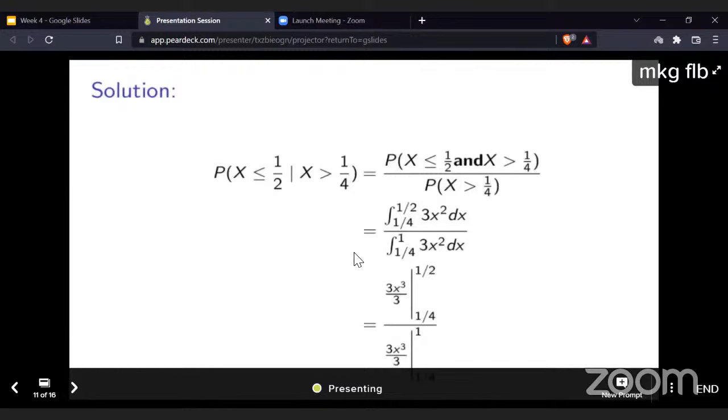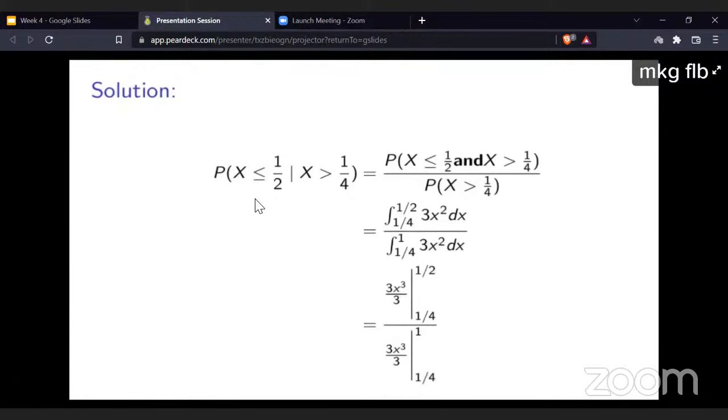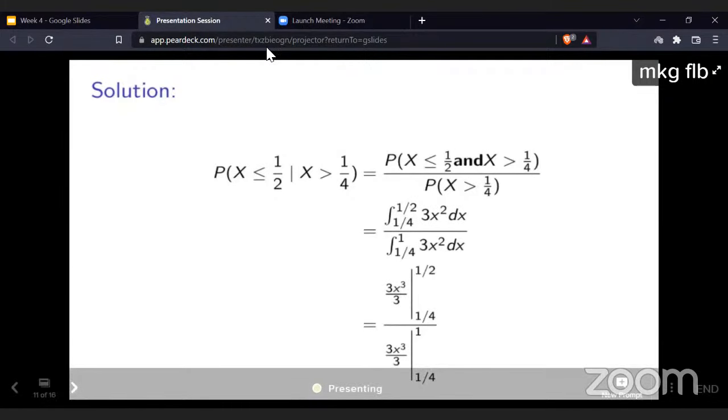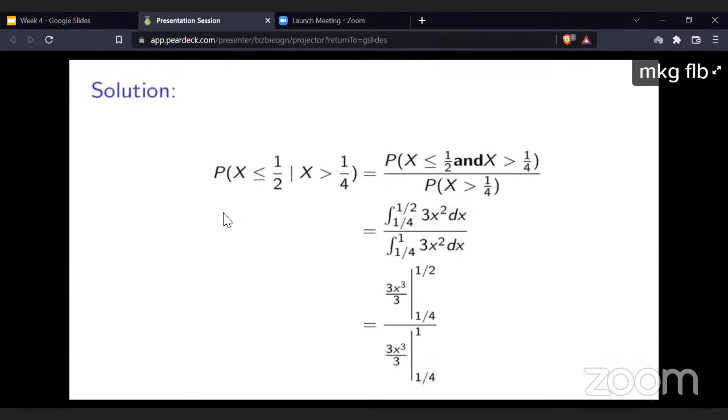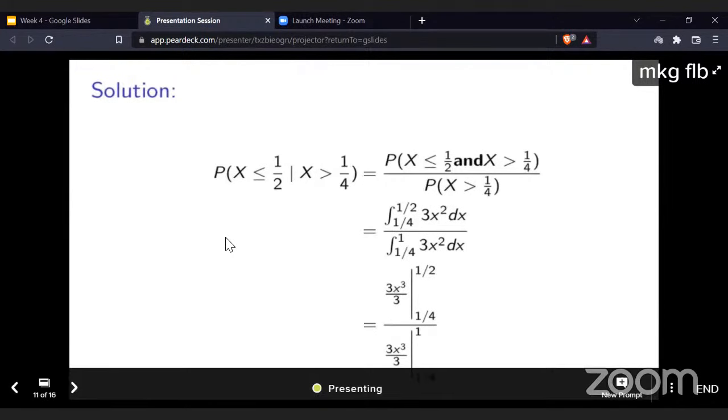Ma'am, here you have taken 1 by 4 to 1 because the range ends at 1. But is the 1 included in the range? This is a continuous random variable we're talking about. Yes, ma'am. Only in the discrete case does it matter; if it is continuous, the probabilities are the same, whatever it comes out to be.